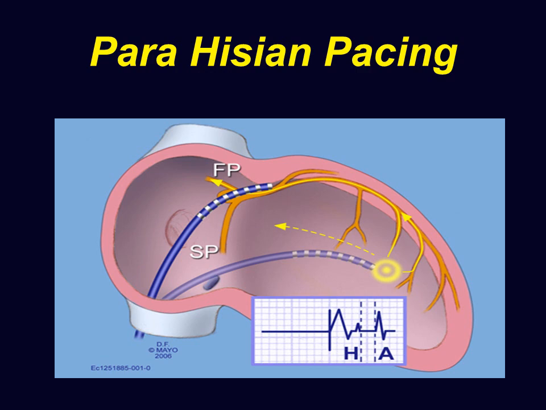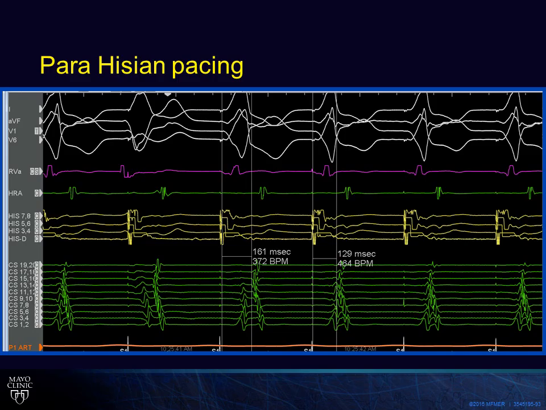The parahisian pacing is equally important. So here it is a wider QRS showing 161 milliseconds, and a narrower QRS, which captures the HIS and the ventricle, is 129. This is an all AV nodal response.